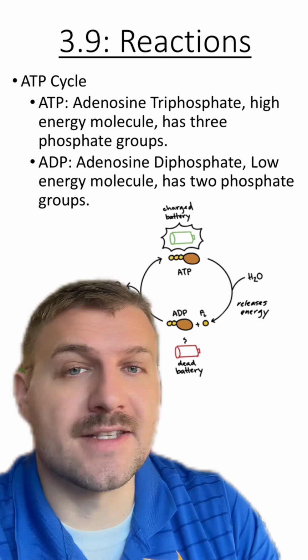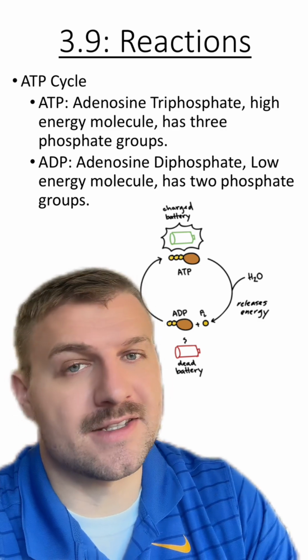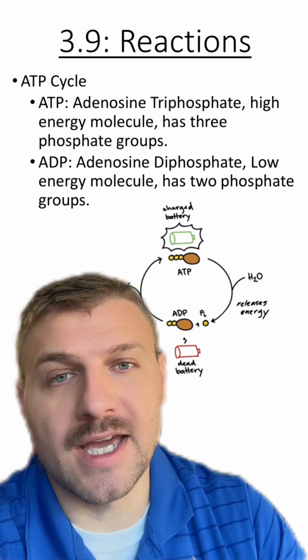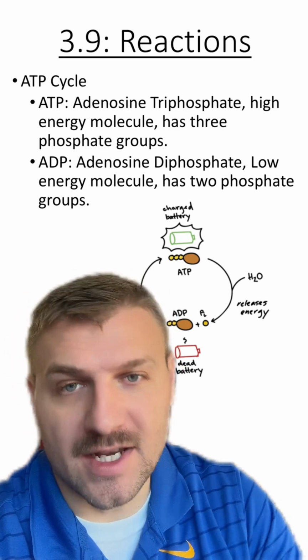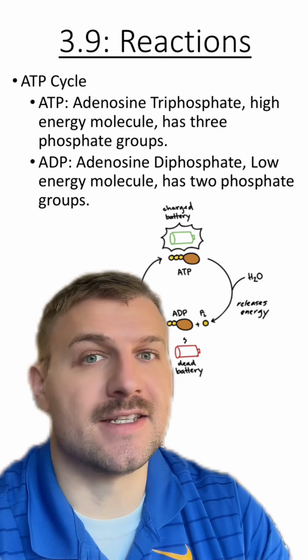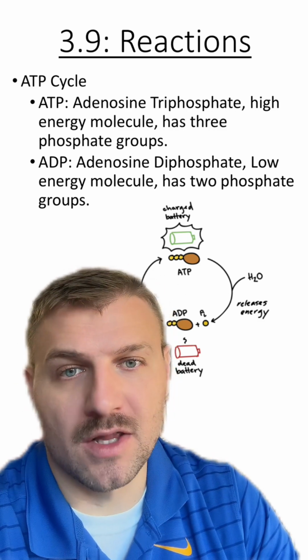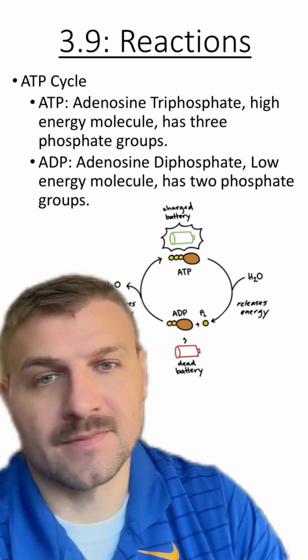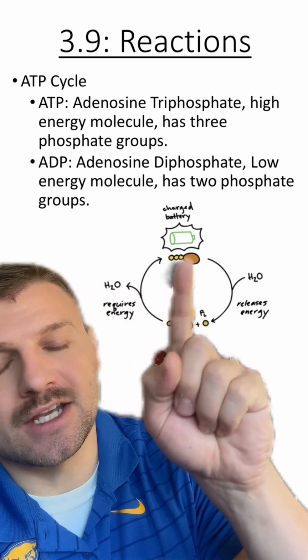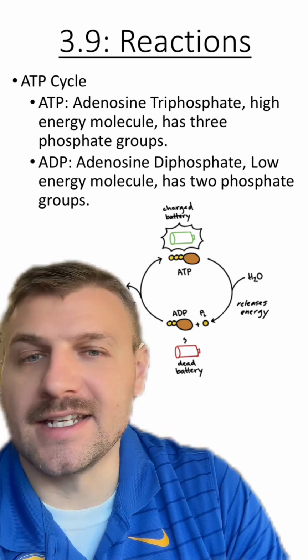ATP, on the other hand, is a high energy molecule called adenosine triphosphate. And like the name implies, tri meaning 3, it has 3 phosphate groups. ADP is adenosine diphosphate. It's a lower energy molecule and only has 2 phosphate groups. I like to use the analogy that ATP is like a charged battery, while ADP is like a dead battery.